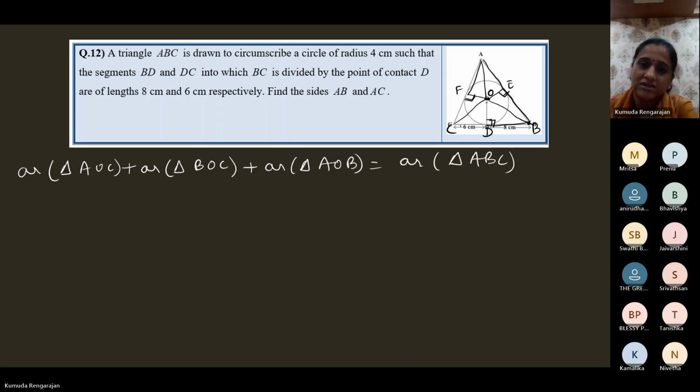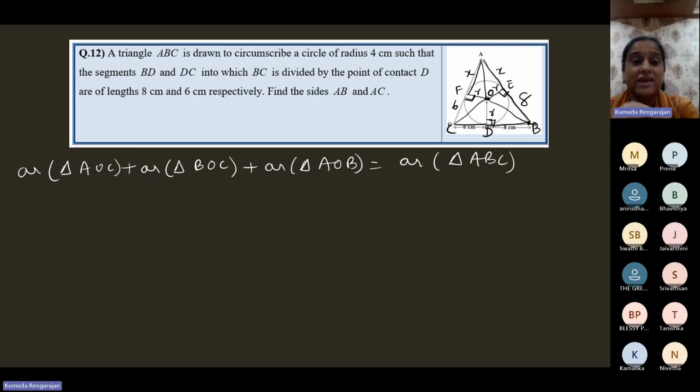Similarly, C is an external point. So CD is equal to CF. Now, CD is actually 6. So CF is also 6. BD is 8. So BE is also 8 by the theorem. Let's call AF as X. So AE is also X. And what about OD? Radius R. OE, radius R. OF, radius R. So OD, OE, OF are all radius R.